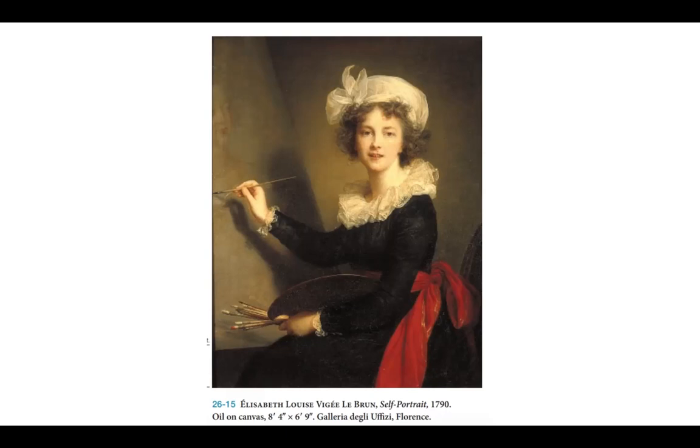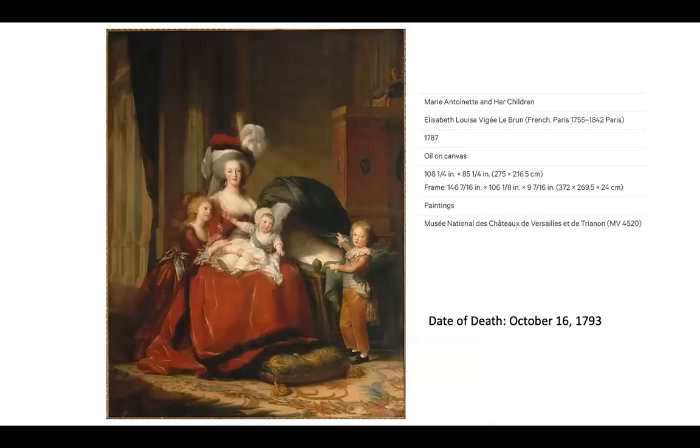So it's interesting because she actually got into the Royal Academy because she was friends with Marie Antoinette. She got a commission from Marie Antoinette when she was younger, and then she did about 30 commissions of Marie Antoinette. So this is one of her paintings that she did of Marie Antoinette in Versailles here.